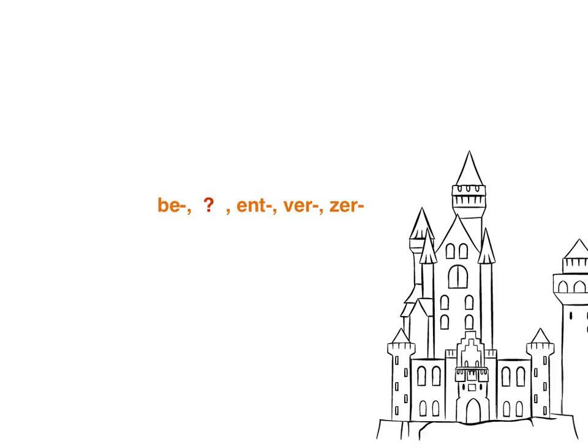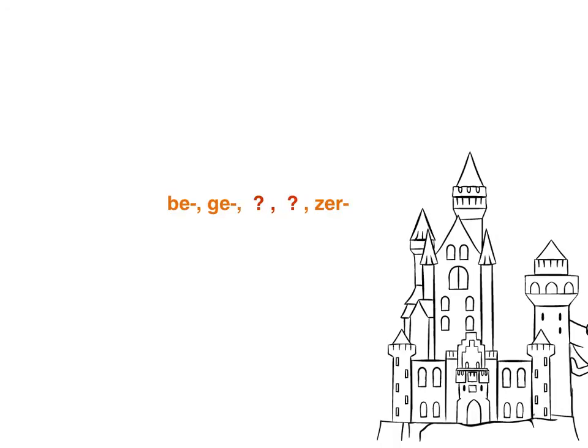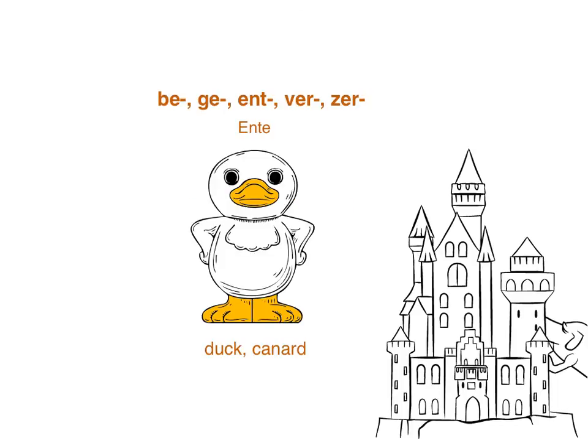Have you learned them? Then, what is this one? Do you know it? It was ge. And these two, what are these two? So it might be annoying what I'm doing, but it's really important that you learn them now. So once again, be, ge, ent, ver, zer, and you can remember ente, it's a duck or canard. So this is in the middle, and then you have be, ge, ver, zer.